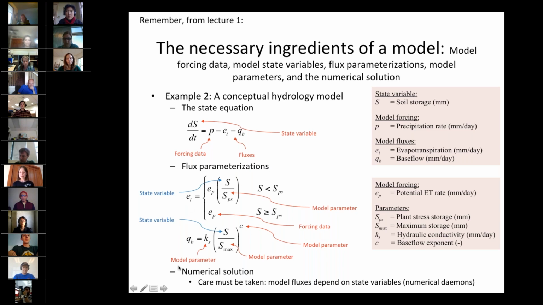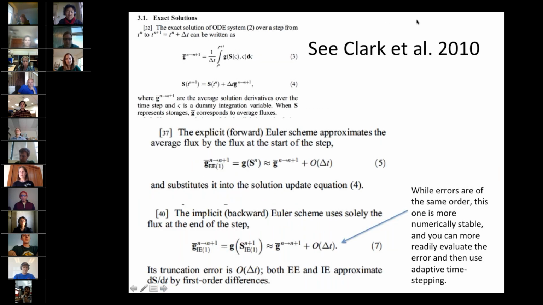So to see a little bit more of this, I made a new folder on the Canvas page called Time Stepping. And there's an article by Martyn Clark in 2010 that he calls Numerical Demons of Hydrologic Modeling. And these are just some clips from the paper, which kind of looks like a lot of gobbledygook, but let's walk through it.